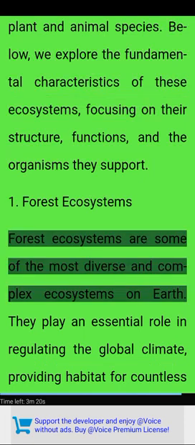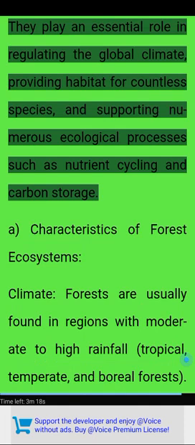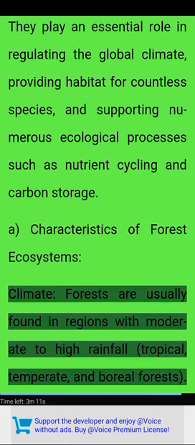1. Forest ecosystems. Forest ecosystems are some of the most diverse and complex ecosystems on Earth. They play an essential role in regulating the global climate, providing habitat for countless species, and supporting numerous ecological processes such as nutrient cycling and carbon storage. Characteristics of forest ecosystems. Climate.